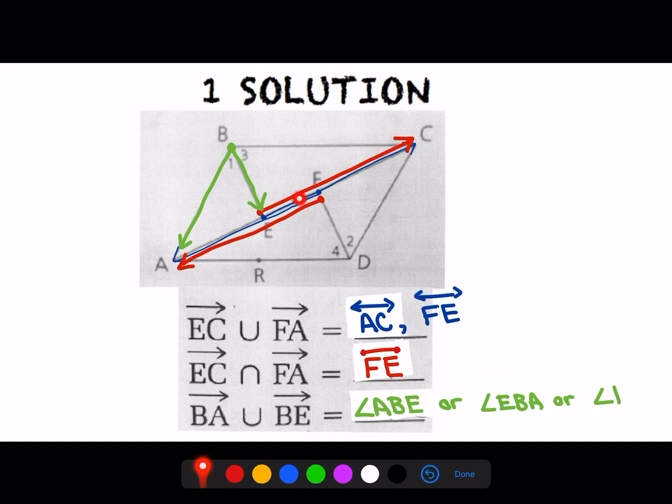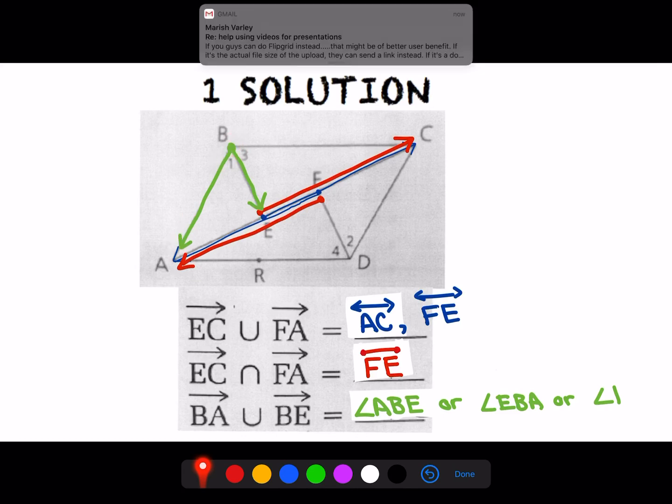Then lastly, ray BA union ray BE. Well, these are two different rays, and they both share a common endpoint, B. Now, these aren't opposite rays like we saw in the first part with this blue one. These aren't opposite rays, so they create an angle. So I have angle ABE. I can also call it angle EBA or angle 1. I cannot call this angle B because the whole thing would be angle B. So keep that in mind. We need to be very specific when we're naming these angles. So this would be angle ABE.